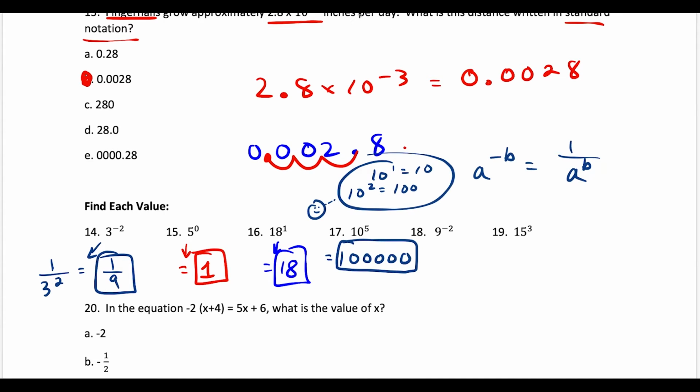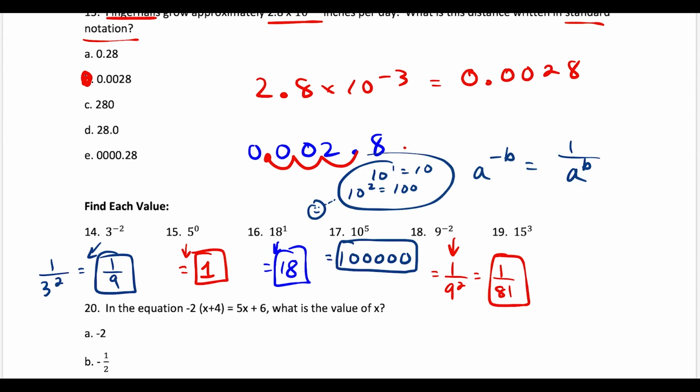Now, for the next one here, we have 9 to the negative 2. That's kind of like the first question in this set, like question 14. So this one here is going to be equal to 1 over 9 squared. And 1 over 9 times 9 is 1 over 81. So that's our solution to 18.